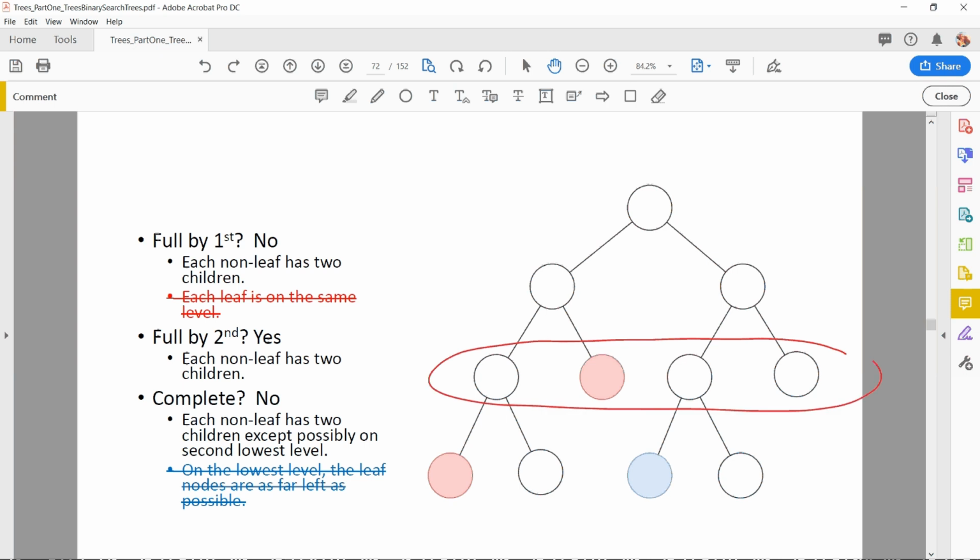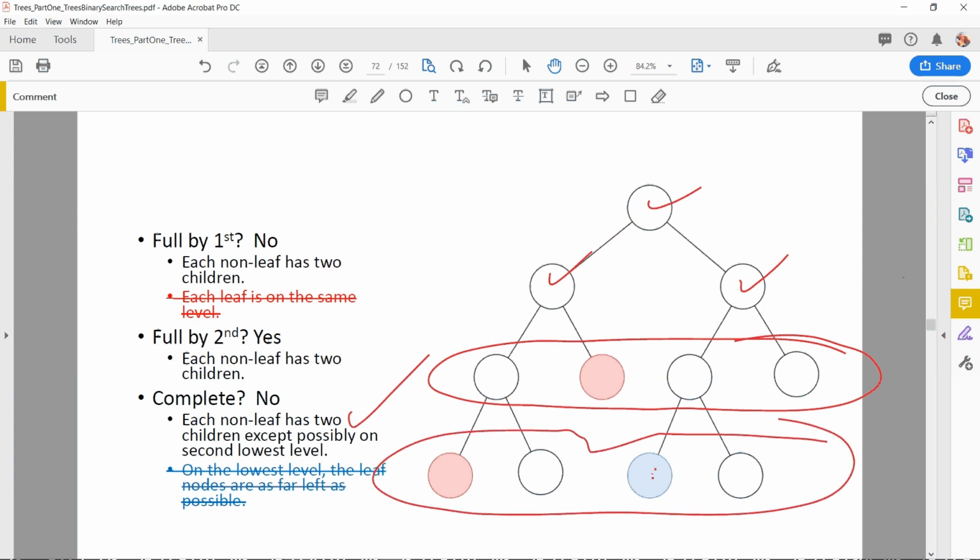So we want to make sure every non-leaf, ignoring that level, has 2 children. So 2 children, 2 children, 2 children. Yep, good to go. But we also want to make sure that on the lowest level, the leaf nodes are as far left as possible. And is that the case? Well, this is the lowest level. This leaf node, there could be here, right? It could move to the left. So because of that, nope, it's not complete.